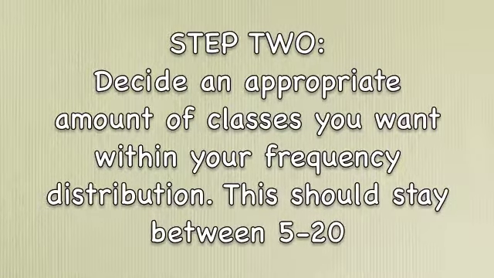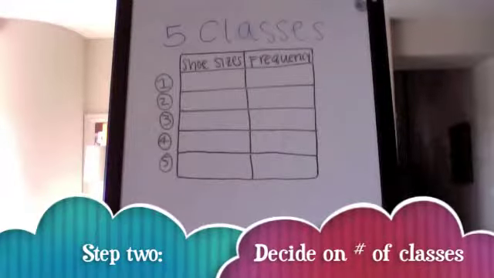Step 2. Decide an appropriate amount of classes you want within your frequency distribution. This should stay between 5 and 20. In my example, I decided to split up my results into 5 different classes.